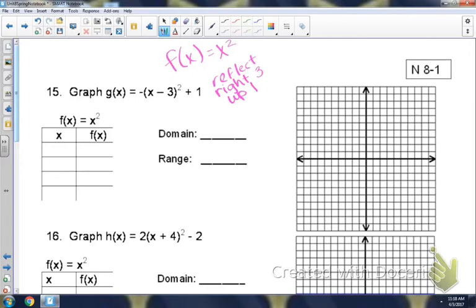Notice that we have a table here for our parent function. So we're just filling in those points that we talked about on number 1. So negative 3, 9, negative 2, 4, negative 1, 1, 0, 0, 1, 1, and 2, 4, 3, 9.